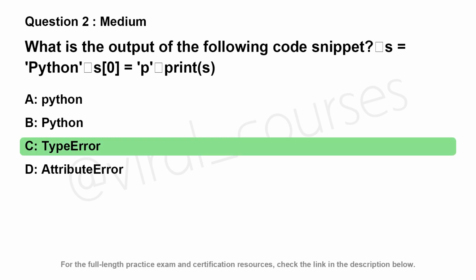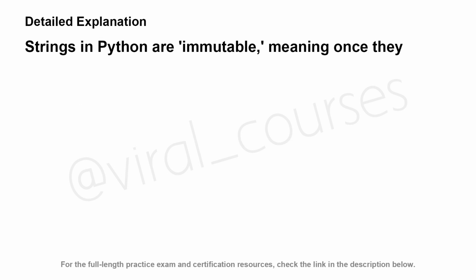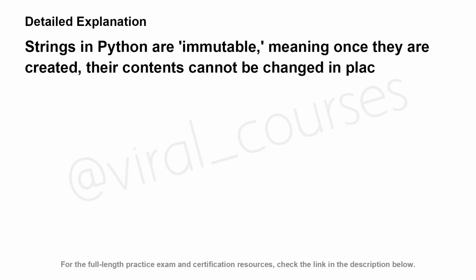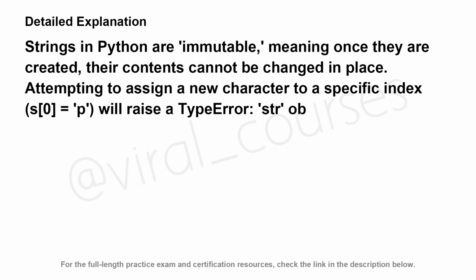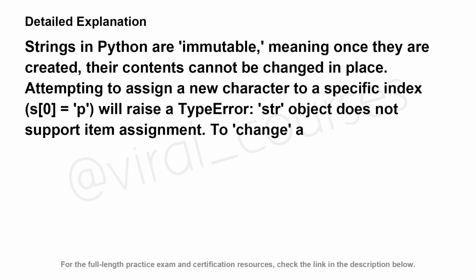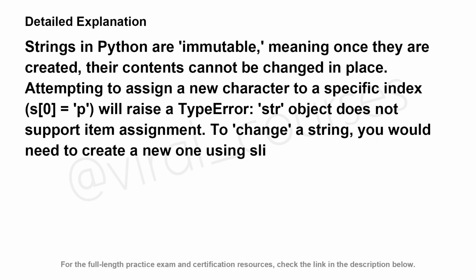The correct answer is C. Strings in Python are immutable, meaning once they are created, their contents cannot be changed in place. Attempting to assign a new character to a specific index, s[0] equals "P", will raise a type error: str object does not support item assignment. To change a string, you would need to create a new one using slicing or concatenation.